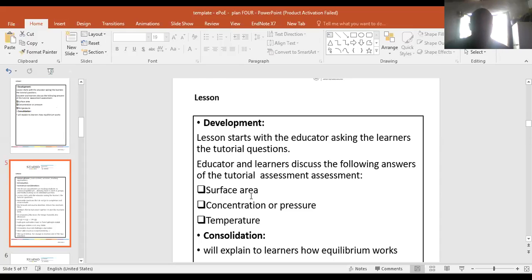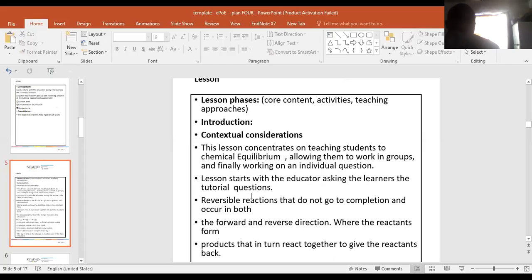This lesson concentrates on teaching students chemical equilibrium, allowing them to work in groups and finally working on individual questions. The lesson starts with the educator asking the learners this tutorial question. Reversible reactions do not go to completion; they occur in both the forward and reverse direction, where the reactants form products, and the products turn back to form the reactants.